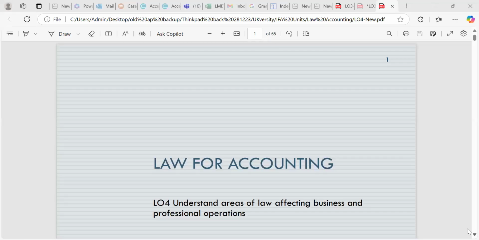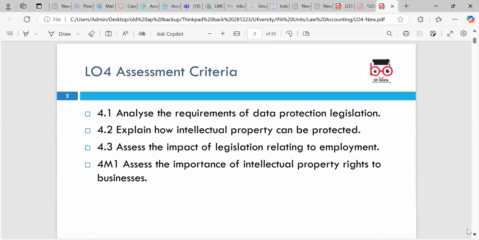Today's lesson is about understanding the areas of law affecting the business and professional operation, and that will be the key. In 4.1, we will look at the requirements of the data protection legislation, GDPR. Before, in the UK, it used to be the DPA, the Data Protection Act 1998. It has been replaced by the 2018 GDPR.